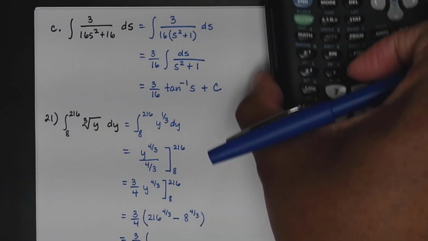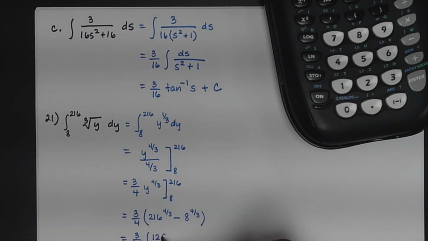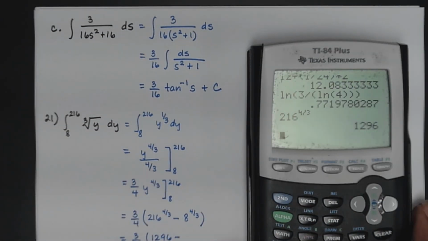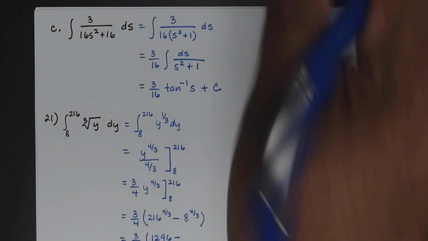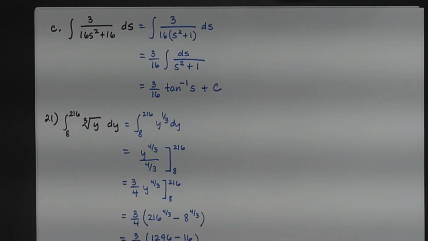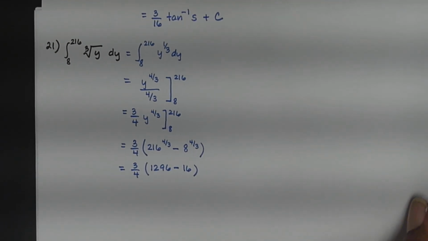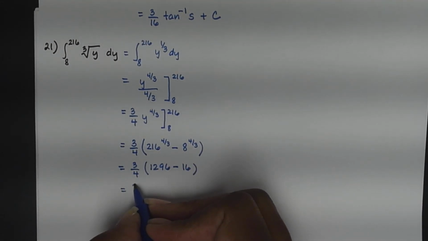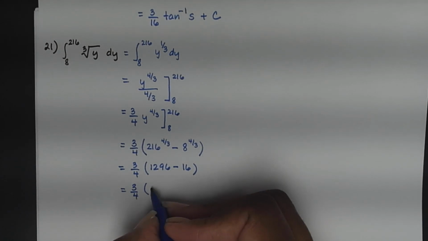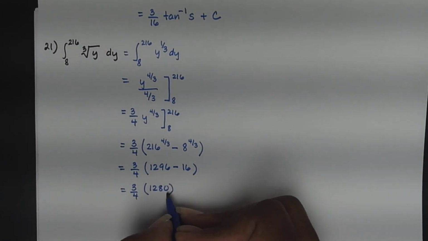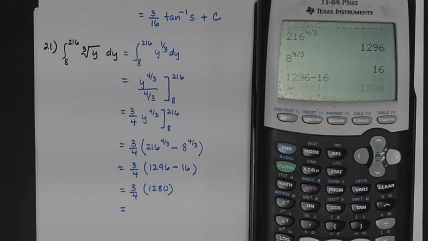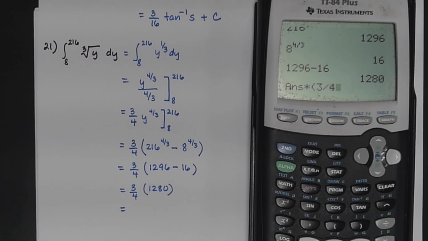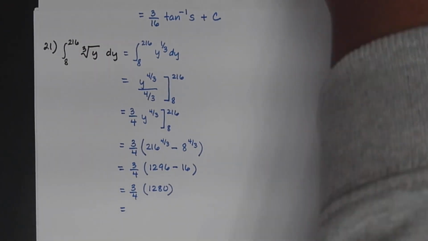That would give me 1296 minus 8 to the 4/3. That would give me 16. So 1296 minus 16. So I've got 3/4 times 1296 minus 16. That's 1280. And if I do 1280 times 3/4, let me verify that, it is 1280 times 3 divided by 4. That would give you 960.